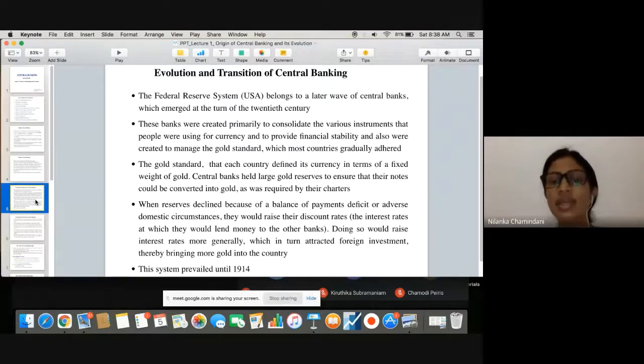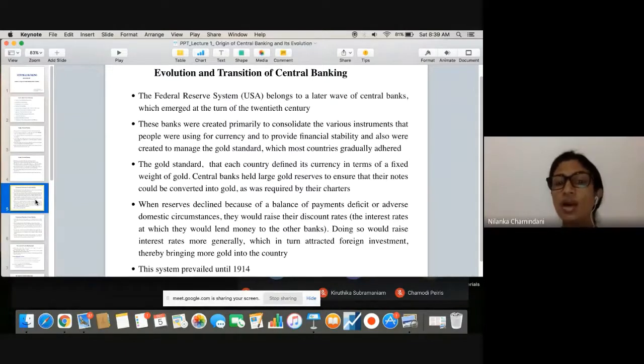Each country defines its currency in terms of a fixed weight of gold. So the gold is going to be a reserve, and they are going to value their currency associated with the gold reserves that they have. Central banks held large gold reserves to ensure that their notes could be converted into gold. So the central bank's objective then is to hold a large reserve of gold, and only then can they ensure that their notes could be converted into gold. It is like the wealth of the nation, as was required by their charters.